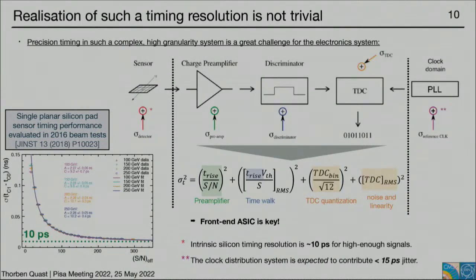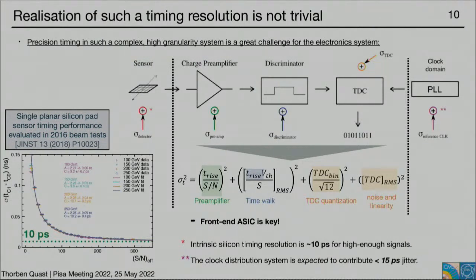Then you have many contributions from the actual readout ASIC, from the readout electronics. So you have a term from the preamplifier, you have time walk, you have the TDC binning, et cetera, and of course, all of this is most likely dominating your time resolution, and in fact, getting a good ASIC that is able to deliver your time resolution is key. Of course, another aspect is the clock distribution, which can also deteriorate your time resolution.